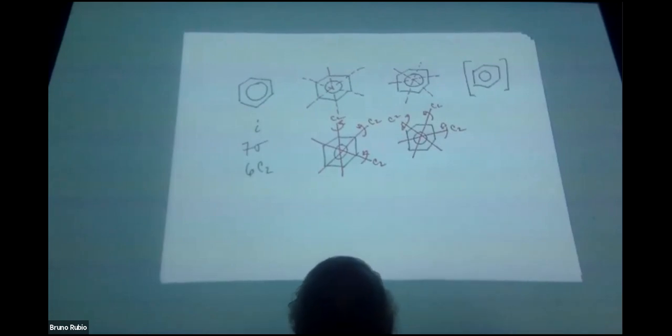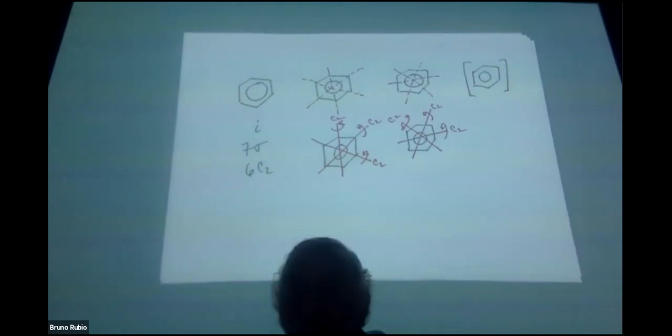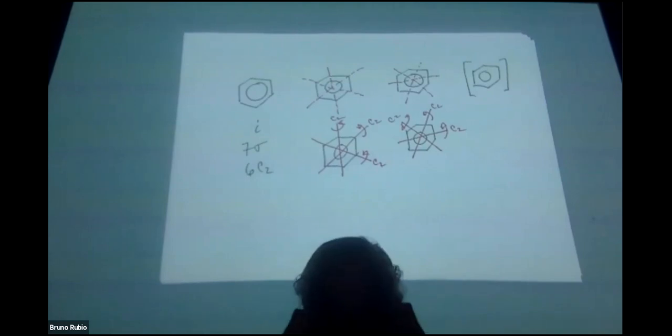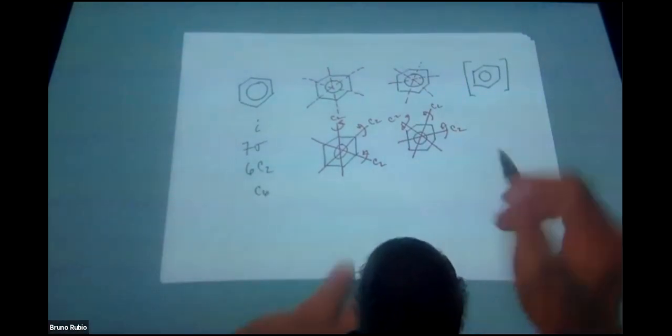Does benzene have an axis of symmetry of order higher than 2? Does it have a C3 axis or a C4 axis? Does it have an axis of symmetry of order higher than 2? And if it does, tell me what its order is. Oh, benzene has a C6 axis. 360 divided by 6 is 60. So benzene has a C6 axis of symmetry.